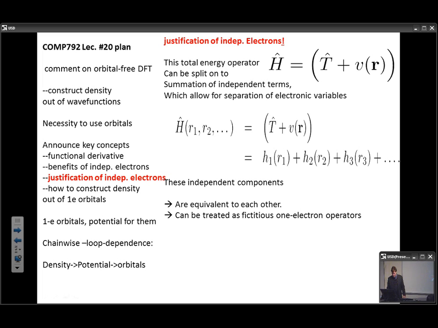So, although we agreed that this potential is the same for each electron, our kinetic energy formally is defined as a multi-electron operator. And this fictitious Hamiltonian does depend on many electrons, many arguments. But what was done by Kohn-Sham is to split this multi-electron Hamiltonian into smaller, less important partial Hamiltonians for each variable.